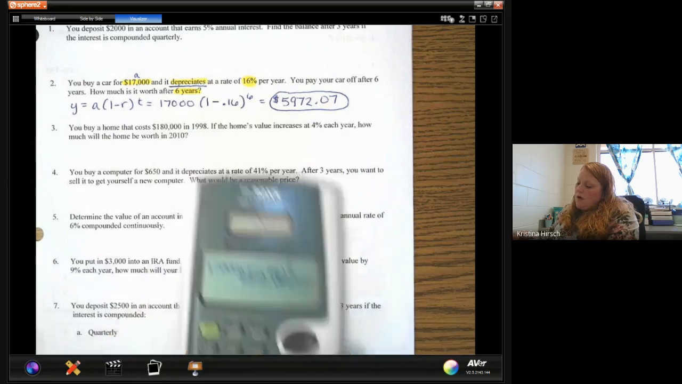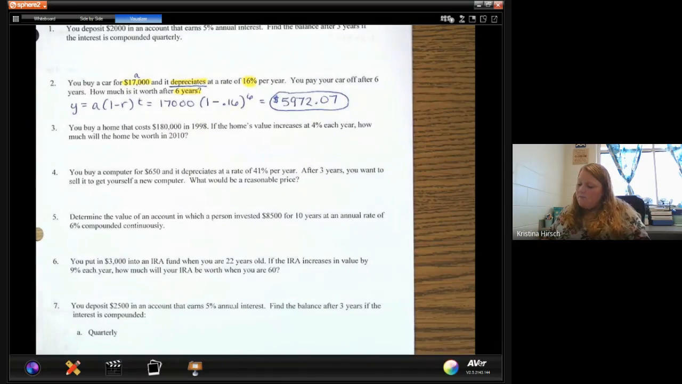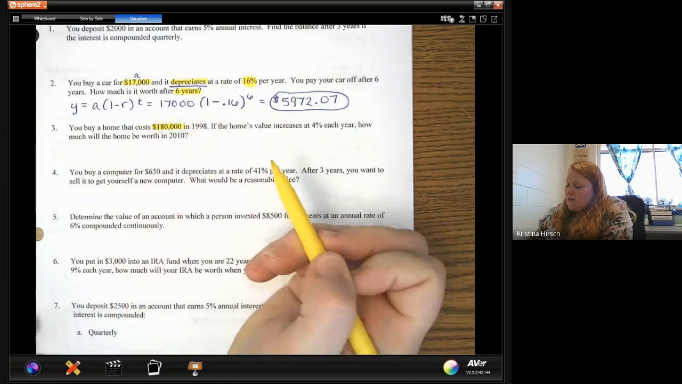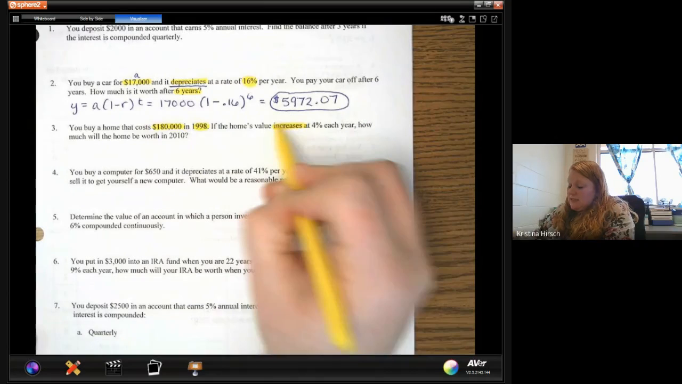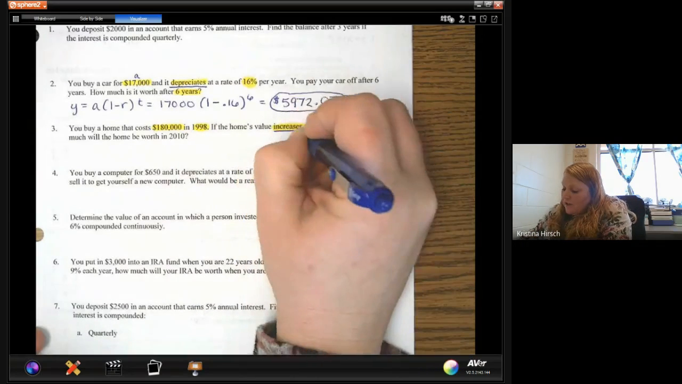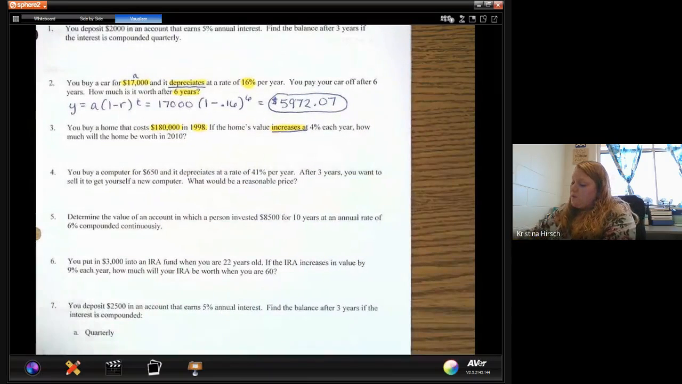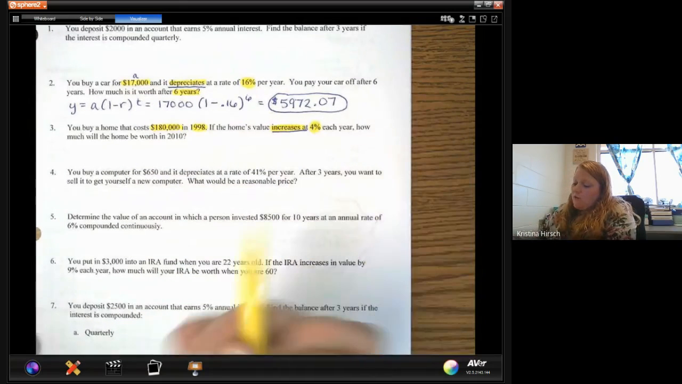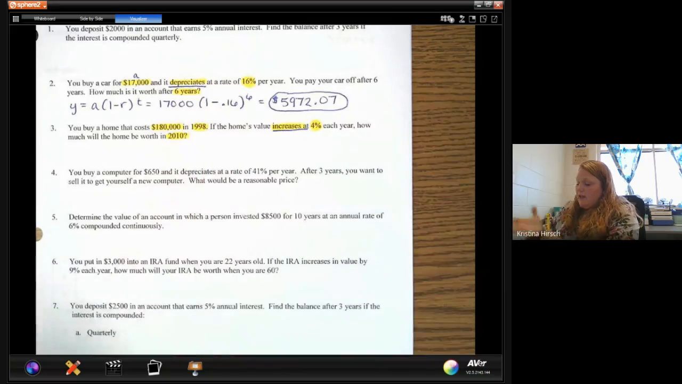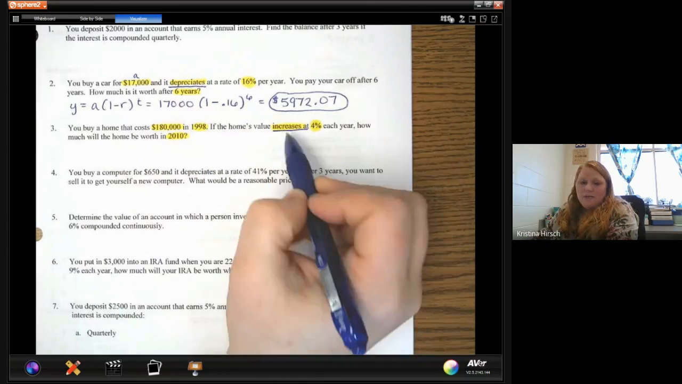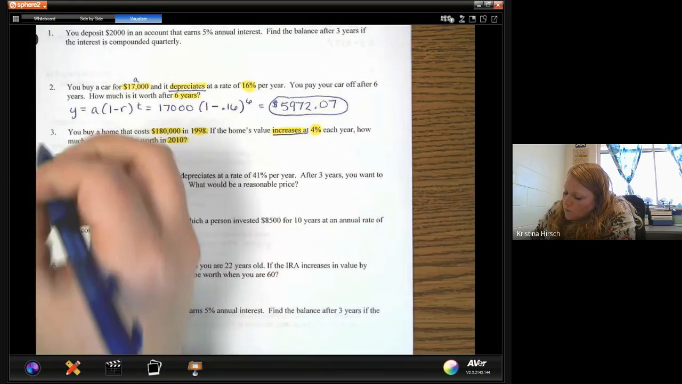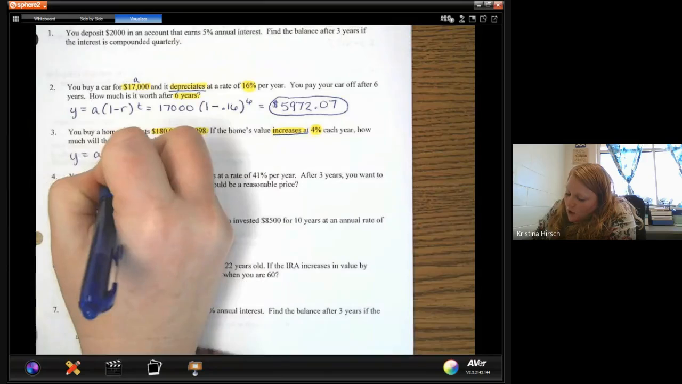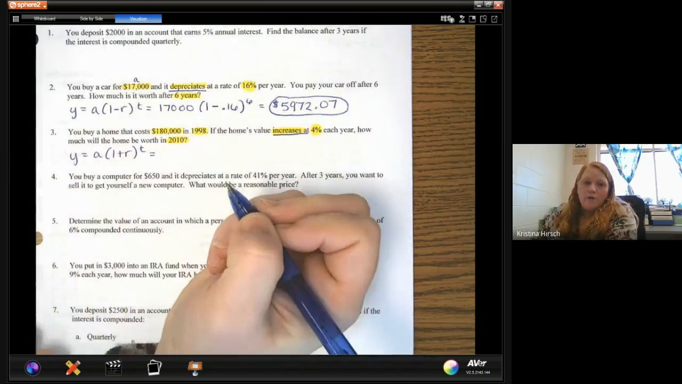All right, another example would be number 3. You buy a home that costs $180,000 in 1998. If the home's value increases, that means it goes up in value by 4% each year. How much will the home be worth in 2010, which is like forever ago now? But the trigger word here is increase. It's going to go up in value. Do you see compounded anywhere? Nope. So we're going to use y equals a times 1 plus r to the t power. So that's our growth model.